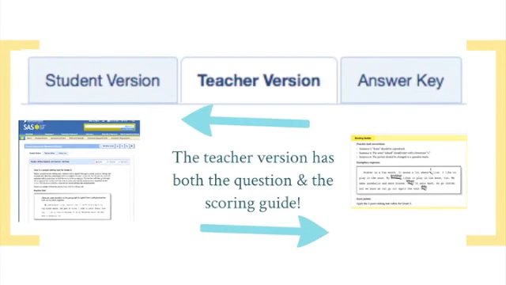Once you've generated your questions, there's 3 different ways you can look at it: the student version, teacher version, and answer key. The teacher version has both the question and the scoring guide. The questions can be reviewed on the smartboard or printed out for small group instruction. Allowing students to see how questions are scored helps with test-taking skills.